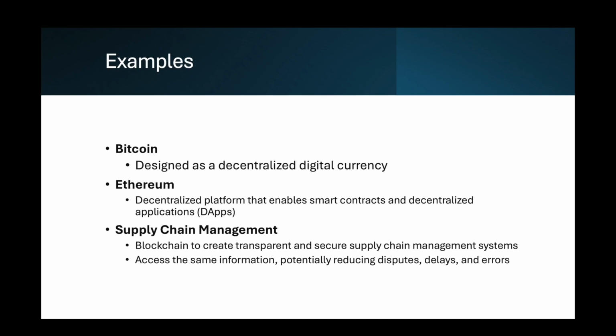Supply chain management. Companies like IBM have implemented blockchain to create transparent and secure supply chain management systems. This allows all parties in the supply chain to access the same information, potentially reducing disputes, delays, and errors. This section lays the groundwork for understanding the intricate details of blockchain technology, preparing learners for more advanced topics in subsequent sections of the course.